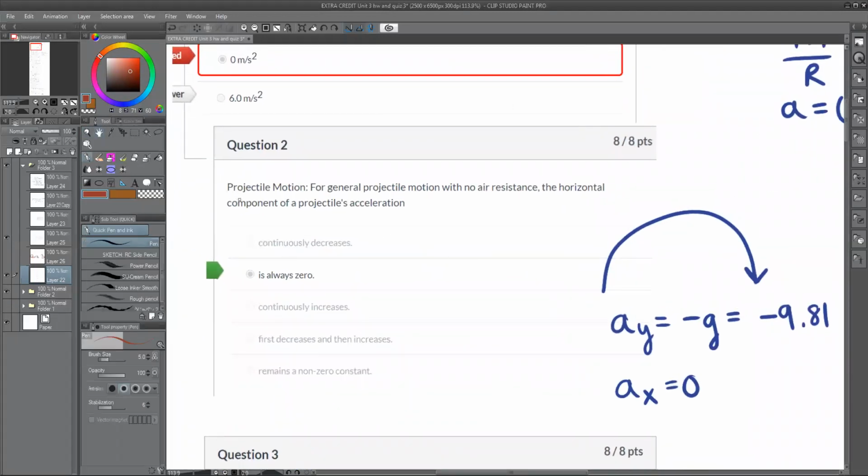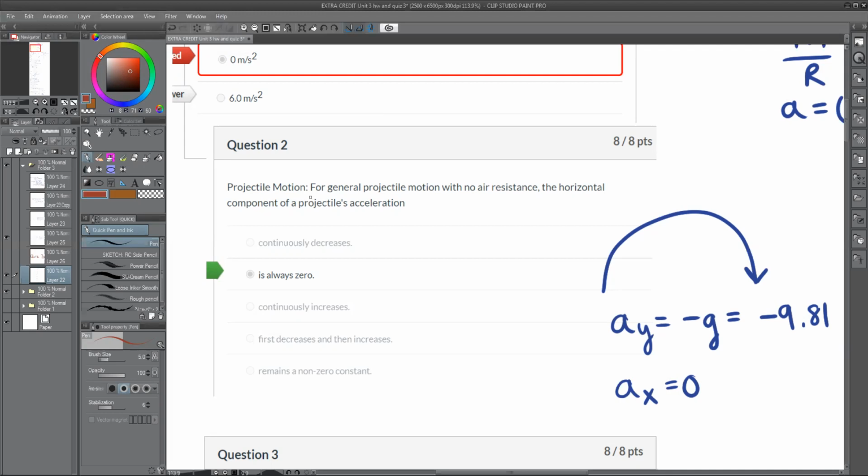For the second question I had was projectile motion. It's like a conceptual question. So for general projectile motion with no air resistance, the horizontal component of a projectile's acceleration will be, and the answer is always 0. So when you have a projectile, it's going to have the acceleration of the y component. Usually like on Earth, it's gravity or it's given to you. Like gravity on the moon, gravity on Mars, whatever. It's usually gravity. And acceleration with respect to gravity is always going to be negative gravity.